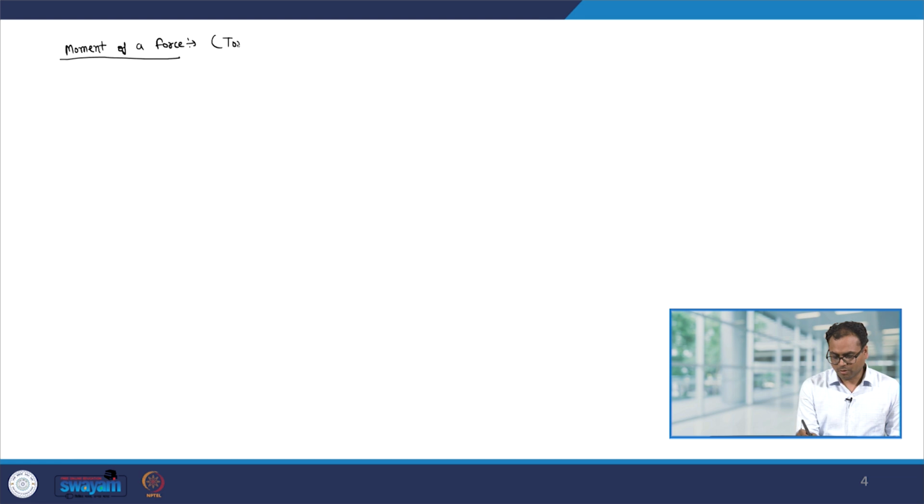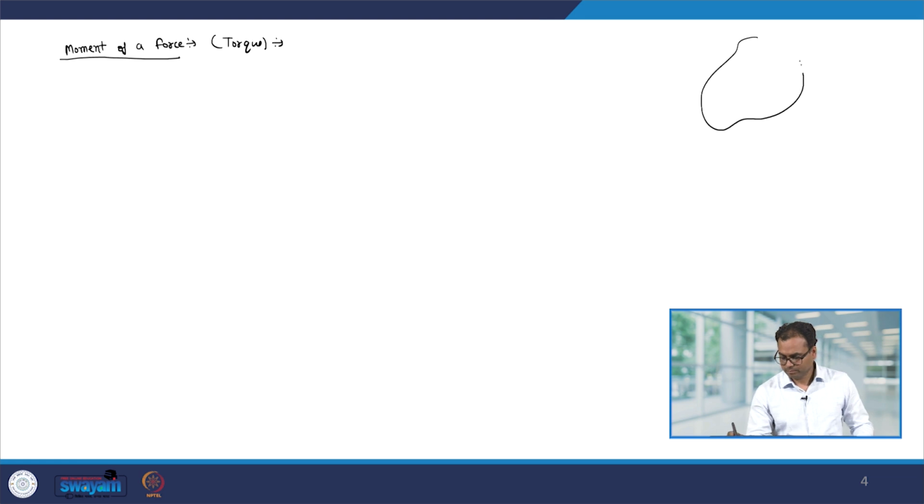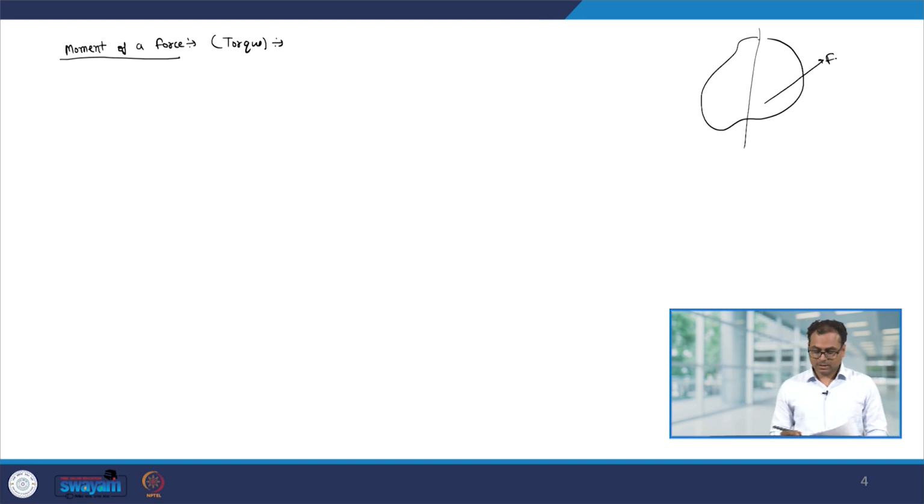This is also called torque. So, suppose I have a rigid body, and on this rigid body you apply a force. Then this force has a tendency to translate this object, and also it has a tendency to rotate this object. And this rotational tendency is called the torque or the moment of the body.